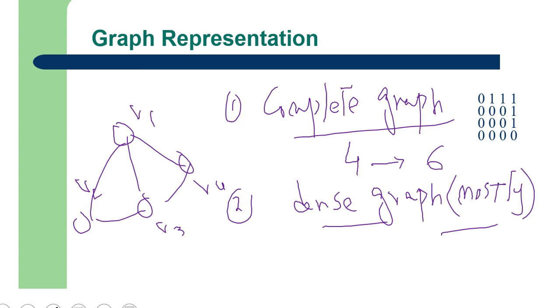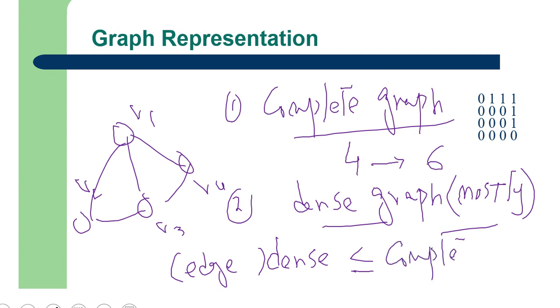So we can write this relationship as: the total number of edges in a dense graph will be less than or equal to the complete graph edges. This is the relationship between a complete graph and a dense graph. To represent a dense graph and a complete graph, we use an adjacency matrix.